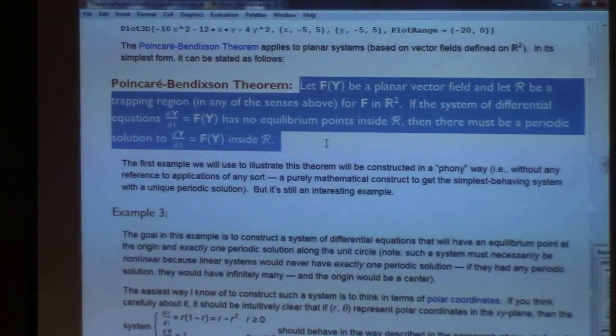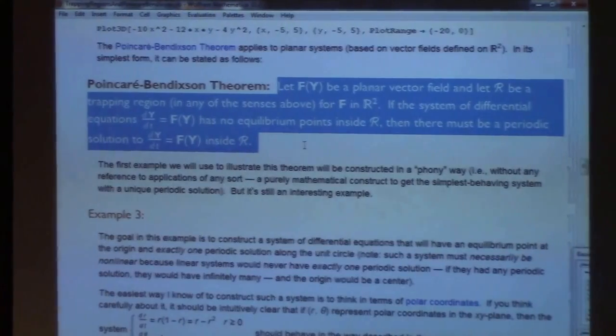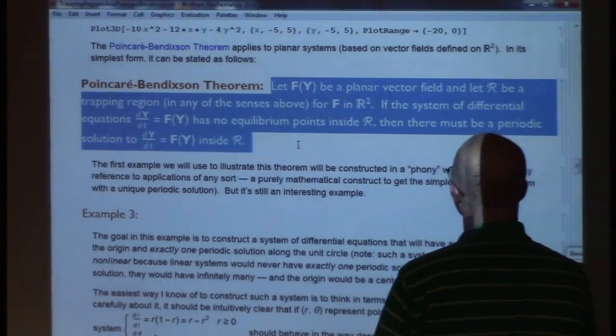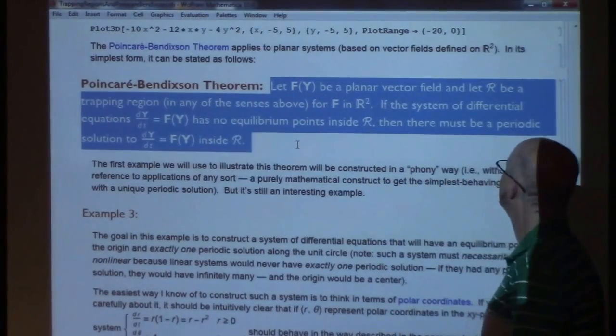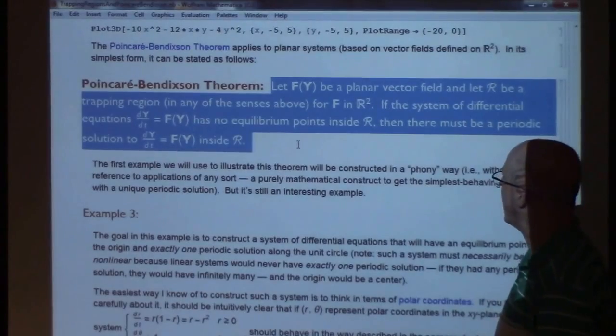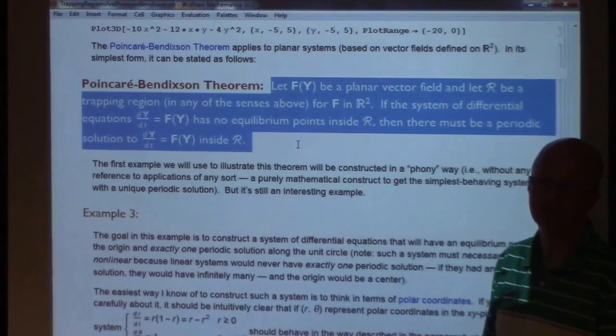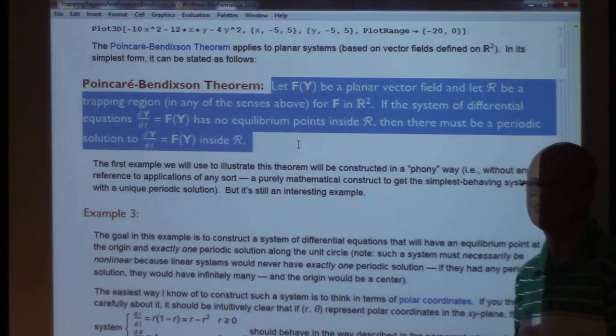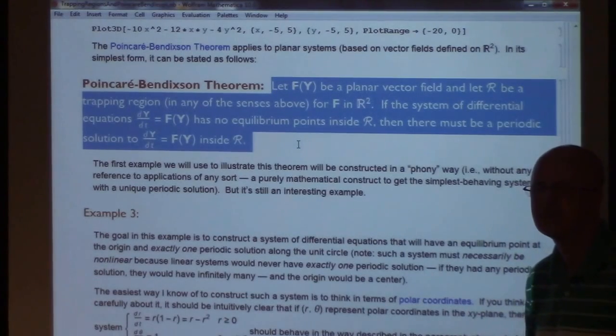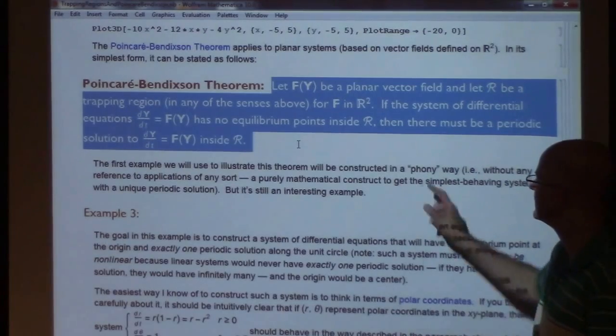Again, this theorem says if you've got a planar vector field, so it's two-dimensional, R2 represents the plane. Let this fancy R be a trapping region. In the reading, I had sort of 3 different senses of what a trapping region means, the simplest kind being what I called a smooth transversal trapping region. I'll talk about what that means when we consider the example.